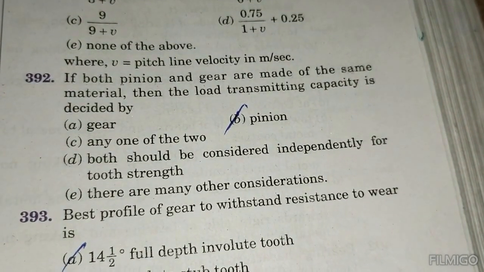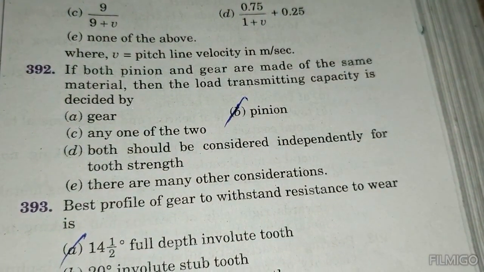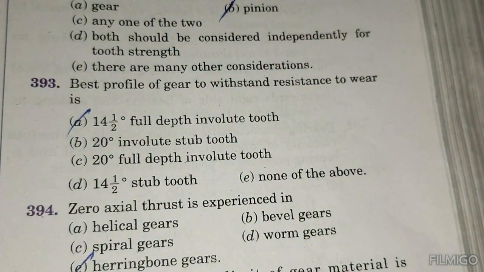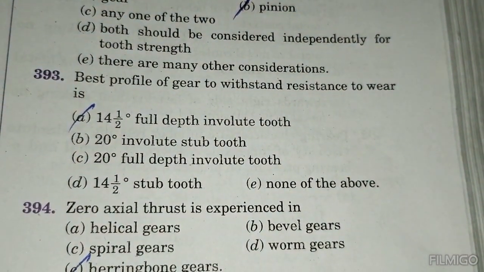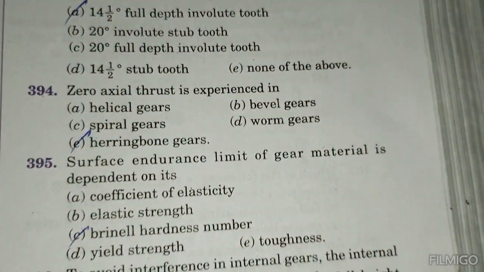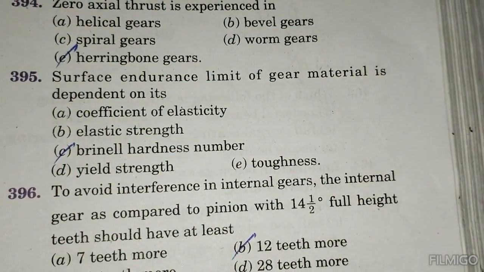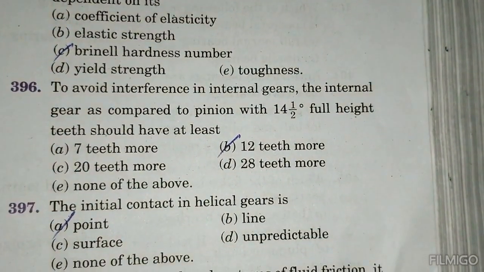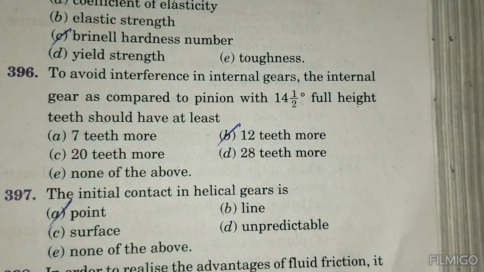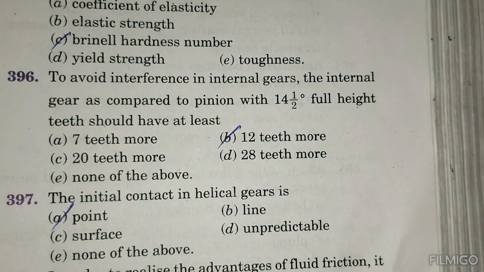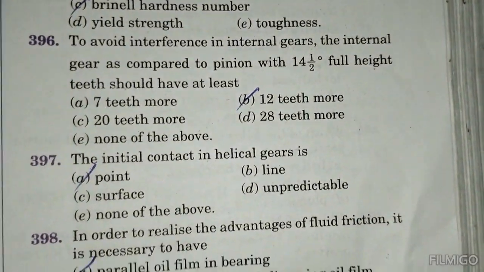If both pinion and gear are made of the same material, then the load transmission capacity is decided by the pinion. The best profile of gear to withstand resistance to wear is the 14.5° full depth involute tooth. Zero axial thrust is experienced in herringbone gears. Surface endurance limit of gear material depends on its Brinell hardness number. To avoid interference in internal gears, the internal gear compared to a pinion with 14.5° full height teeth should have at least 12 teeth more.